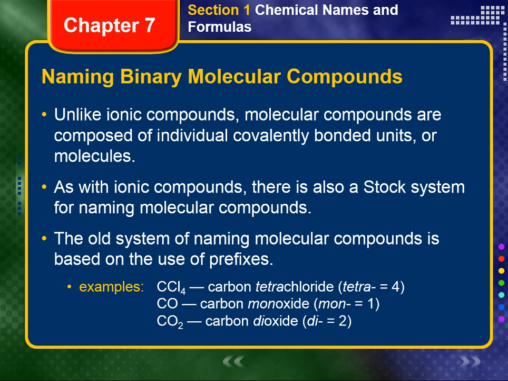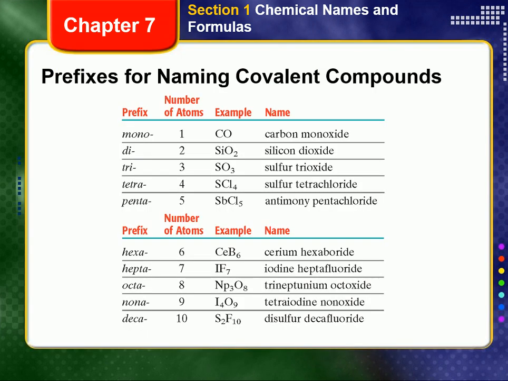For example, the molecular compound CCl4 is named carbon tetrachloride. The prefix tetra indicates that 4 chlorine atoms are present in a single molecule of the compound. The two oxides of carbon, CO and CO2, are named carbon monoxide and carbon dioxide respectively. In these names, the prefix mono indicates 1 oxygen atom, and the prefix di indicates 2 oxygen atoms. The prefixes used to specify the number of atoms, or sometimes the number of groups of atoms, in a molecule are listed in Table 7-3 on page 212 of your text or on the screen now.